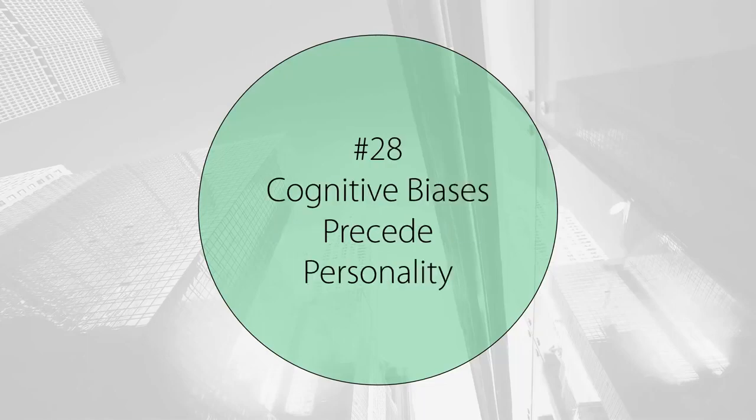Tip number 28. Cognitive biases precede personality. Personality varies from trader to trader, but cognitive biases don't. They precede personality because they were the framework by which our brains evolved during thousands of years. That means that you will face the same challenges every trader needs to face regardless of your personality or how smart you become as a trader.